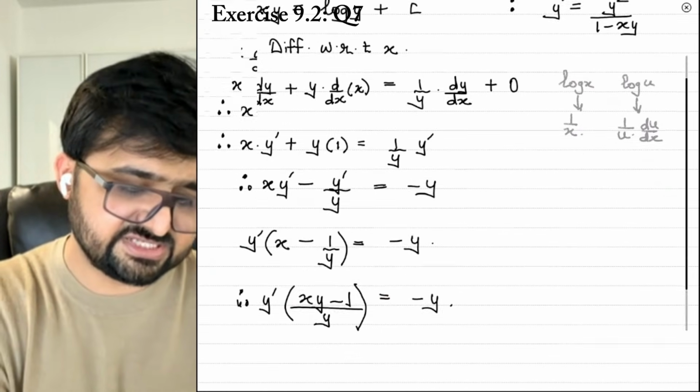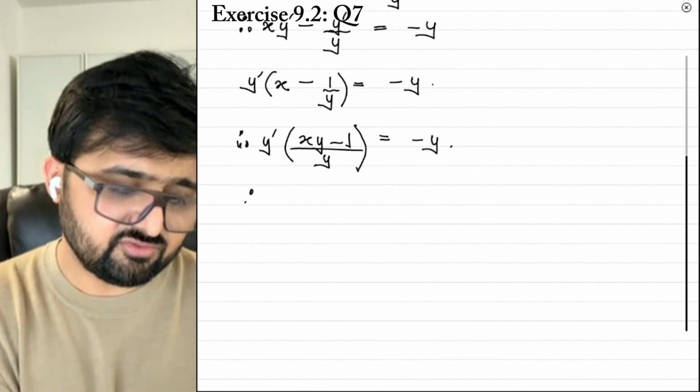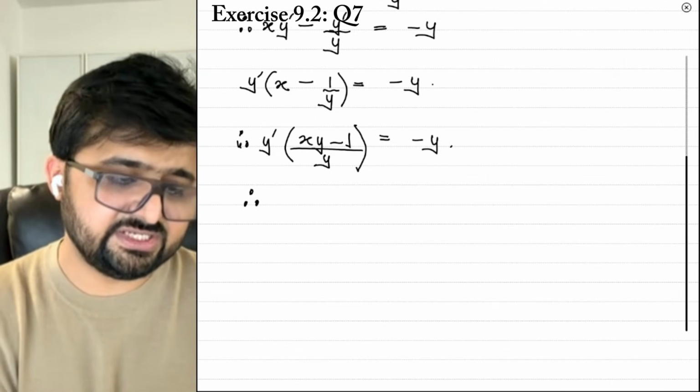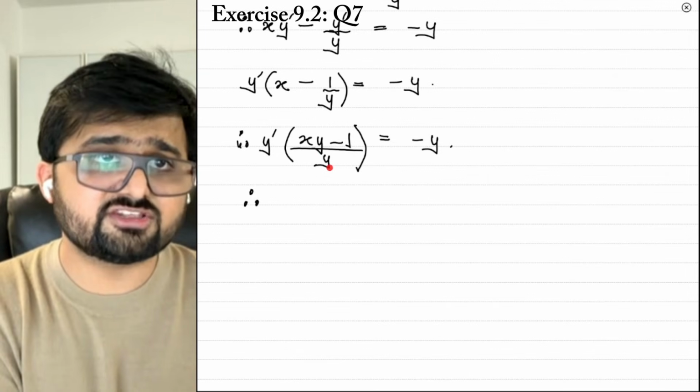Okay, I hope that makes sense so far. We are almost close to the result that we need. Now we can cross multiply again.